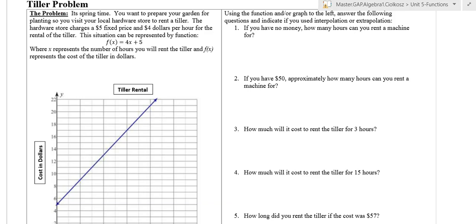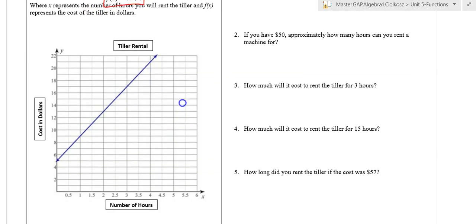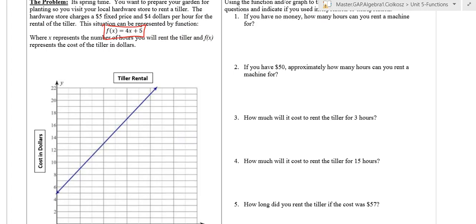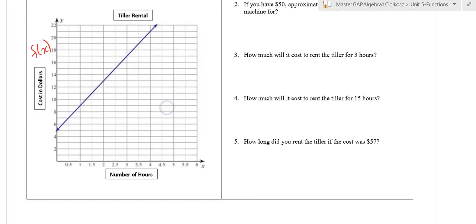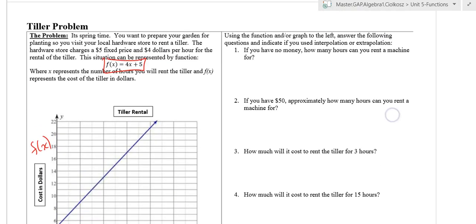Here's my equation. So x is the number of hours we spend, and our y-axis here, our f of x, is the cost in dollars. And here's my x-axis. Question 1. And again, we're going to go with I for interpolation, E for extrapolation.